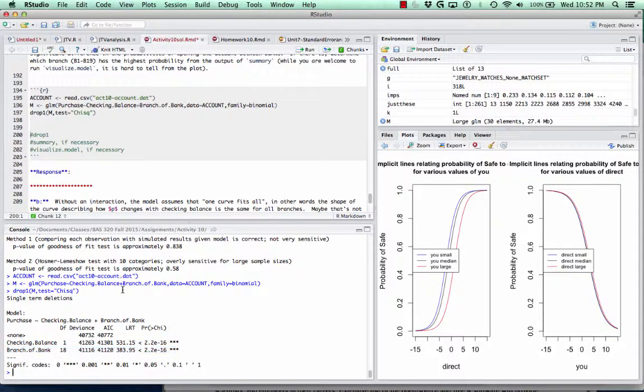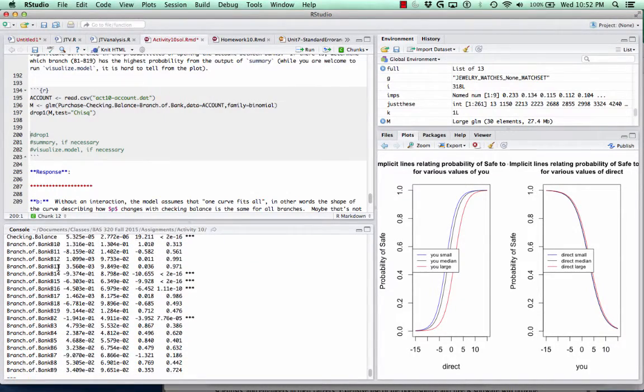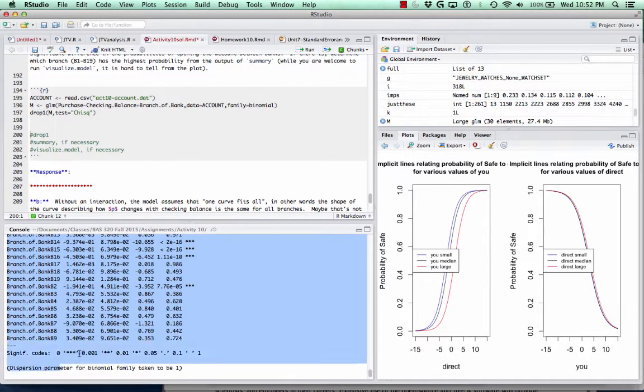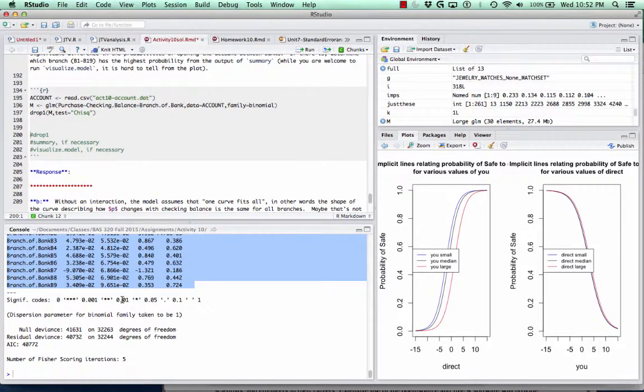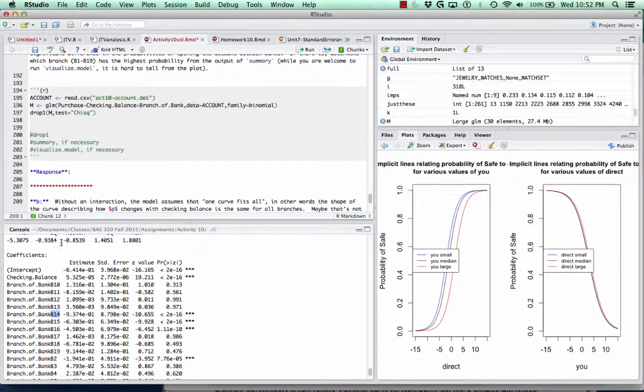So why is that important to us? Well, if I look at the summary of the model, there's a lot of different branches. There's actually 20 different branches of the bank. And so I want to know if there's any difference in the probabilities of getting customers to make that purchase between those 20 different branches. And the results of drop one are telling me that yes, there are. Remember, I don't look at these individual p-values because that's only comparing the probability of this particular bank, say B14, to that of the reference level, which is B1 in this case.